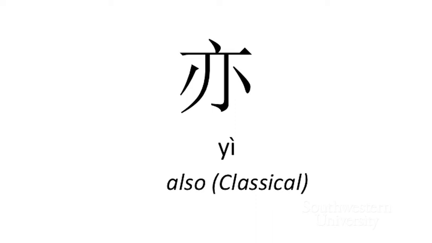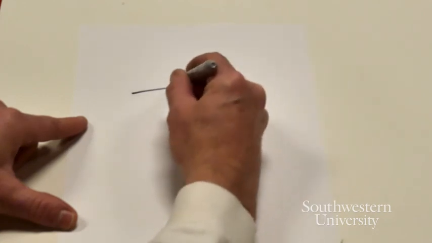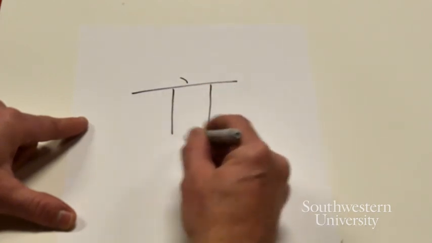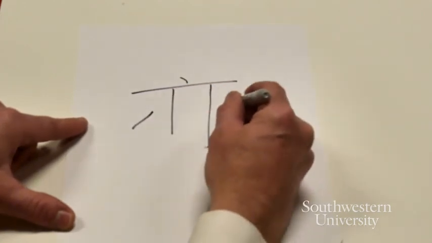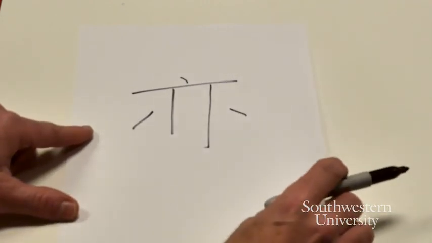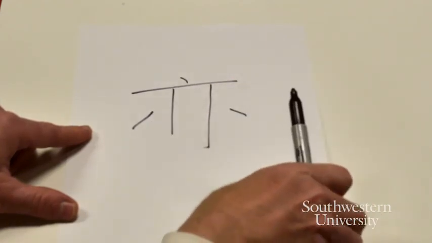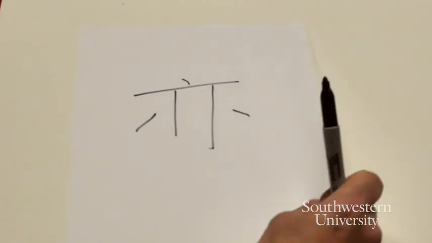Okay, this character, E, it's identical in shape to Luan, the character that we've been talking about, that means to disentangle things. But this is pronounced E, and it means also. It's a person indicating their sides, the side of a person, the B side of a person also.